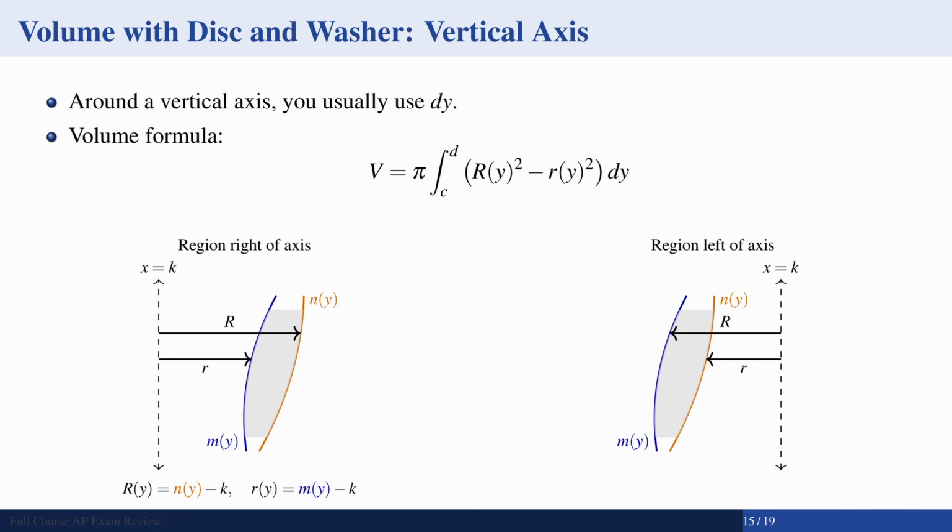If you look at the other graph, you can see big R, because the axis is to the right, is now just the axis minus that outer curve, so m of y. And then little r is the axis minus that closer curve, which is n of y. You set it up, you shove it into the volume formula, it spits out the answer. Again, don't forget pi. All right, if you're in Calc AB, you're actually done reviewing at this point. Go do FRQs or multiple choice, or just chill out. If you were in BC, we've got more to do.